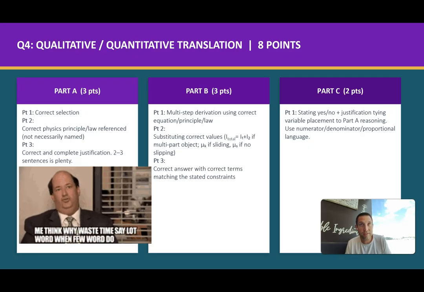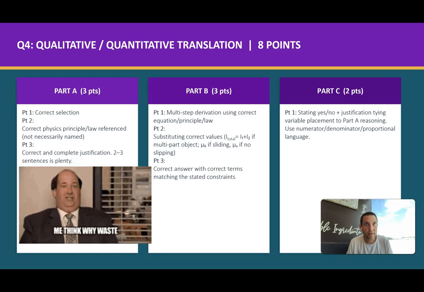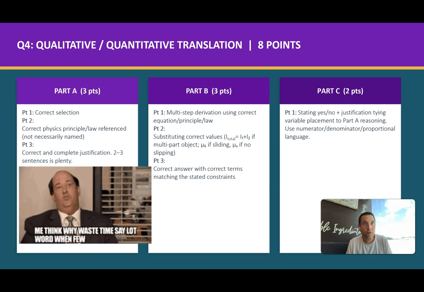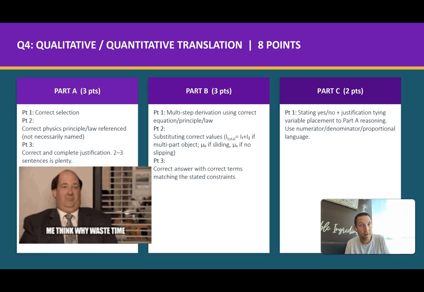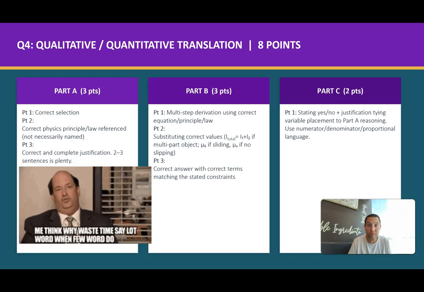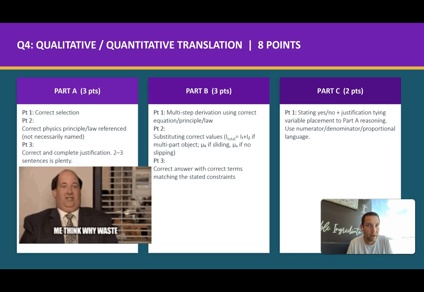So if you have x equals t squared over r, then you should be saying, as you increase t, because it's in the numerator, x will also increase. Or as you increase r, because it's in the denominator, x will decrease. Reference where the variable is, where you're making a change in the equation.